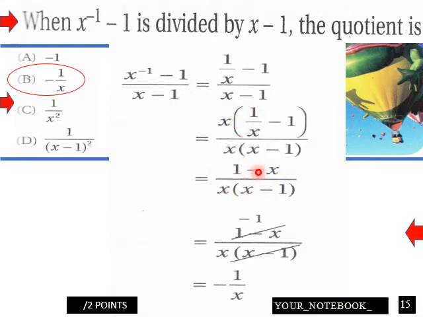We get this now, 1 minus x, these cancel. And then this is a negative x here, so we get 1 minus x over this situation here. And then 1 minus x over x times x minus 1. We factor out a negative 1 out of here. And then we get a negative 1 over x is what we end up with there.